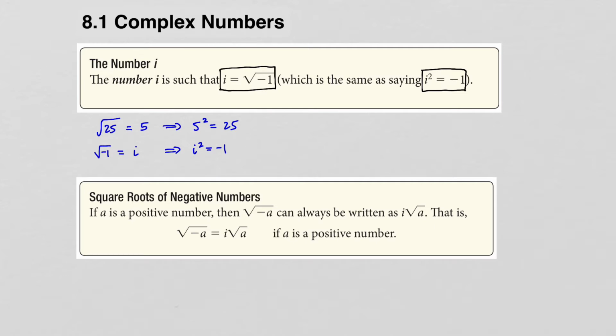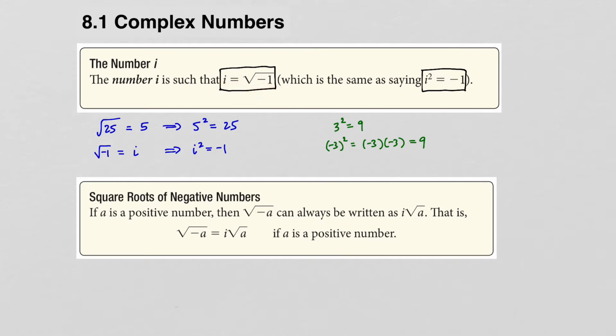And this is a new number because prior to learning about this, there is no real number that you can square to get a negative, right? So just think, if you square a positive number like 3, you get 9. If you square a negative number like -3, you get -3 times -3, which is still positive 9. So there is no real number that you can square to get a negative. So this number I is truly a special number.